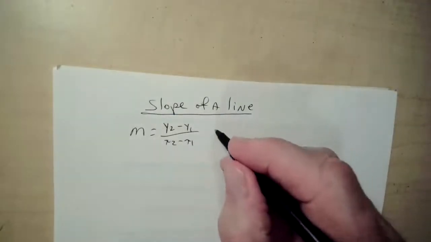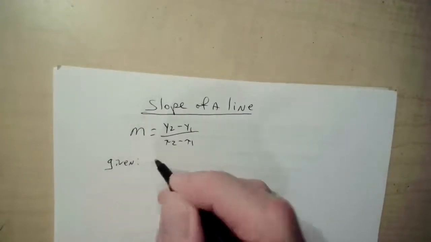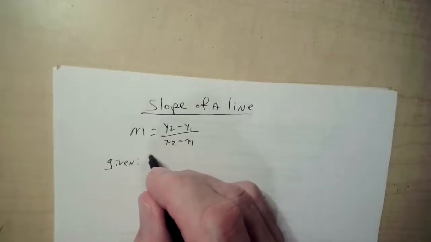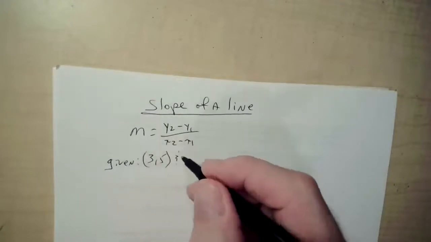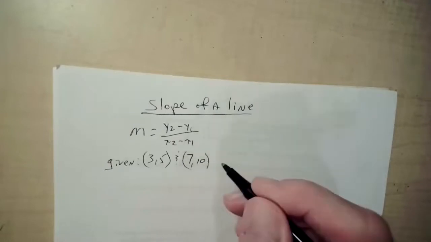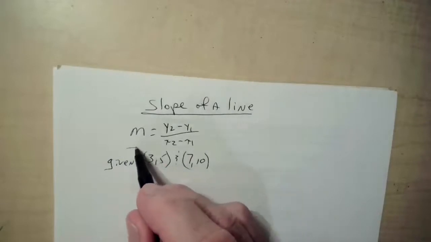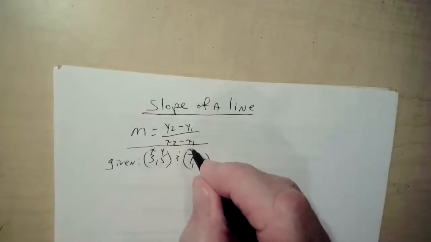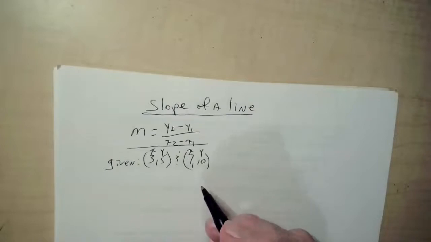So if you're given these 2 points, 3, 5 and 7, 10. Now remember, these are always, now I know always is a long time, but these are always in the form xy. This is important. You're going to see this quite a bit.